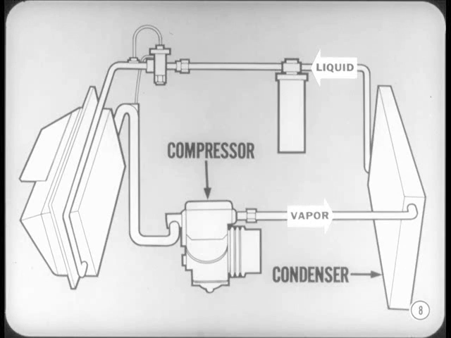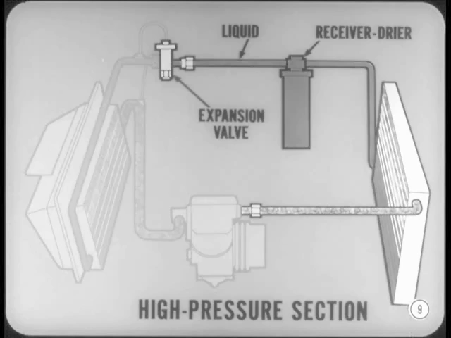The refrigerant is pumped around the system by the compressor. The compressor also increases pressure in part of the system, so the refrigerant will change from vapor to liquid as it gets rid of heat in the condenser. As it leaves the condenser, liquid refrigerant passes through the receiver dryer to remove any moisture and then flows to the expansion valve. To simplify our explanation, the system from the compressor outlet to the expansion valve inlet can be called the high pressure section.